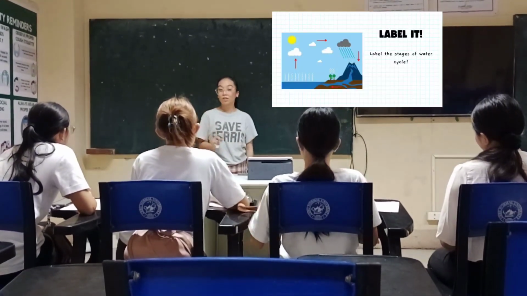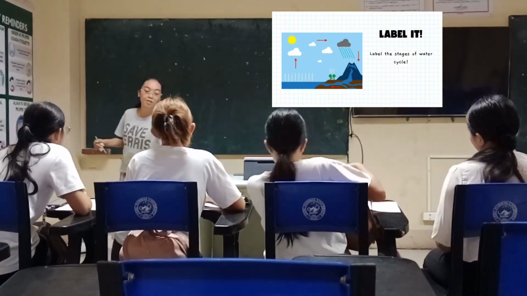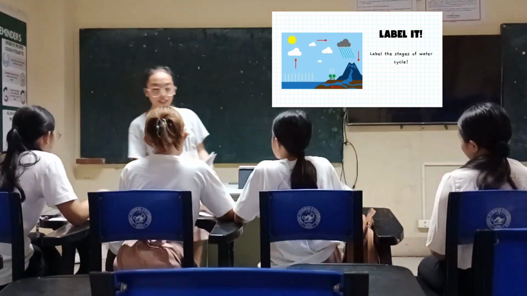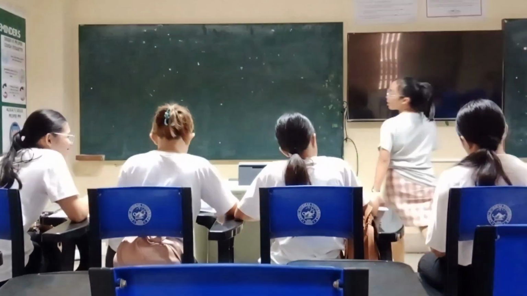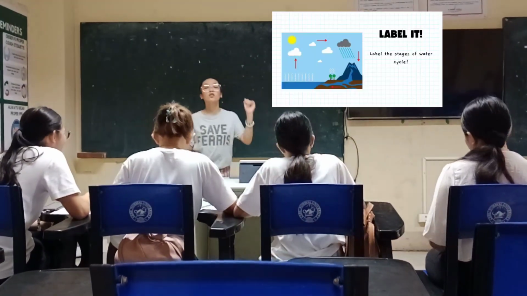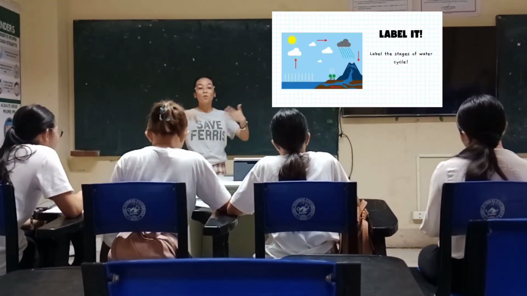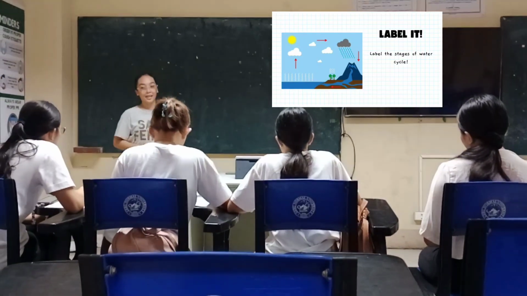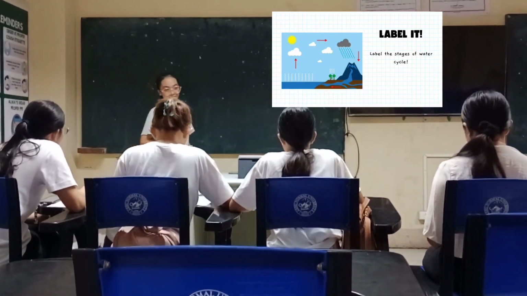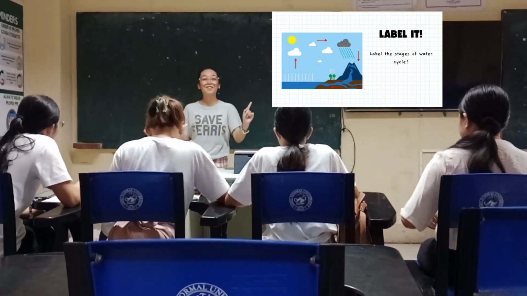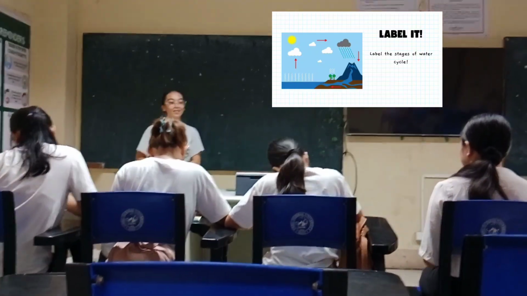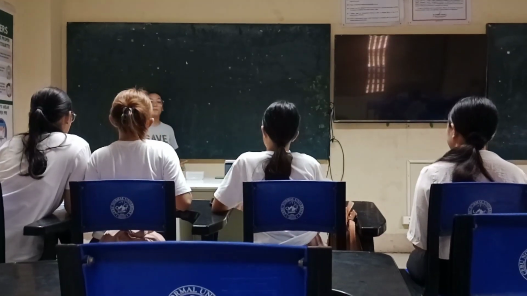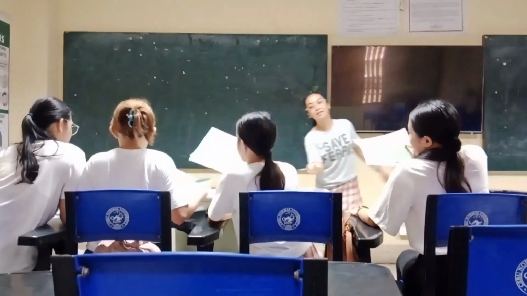So now you are going to create or draw a water cycle. So please use this drawing paper that I'm going to provide you to draw the water cycle. After you draw the water cycle, you should label it and color it also. You'll be given 5 minutes to draw and label the water cycle. Time's up. Please pass your papers, your drawings.